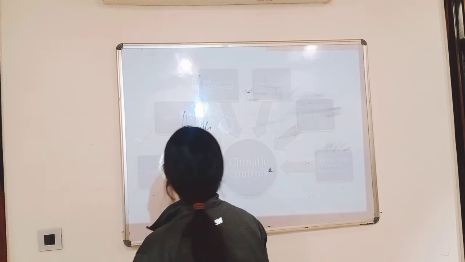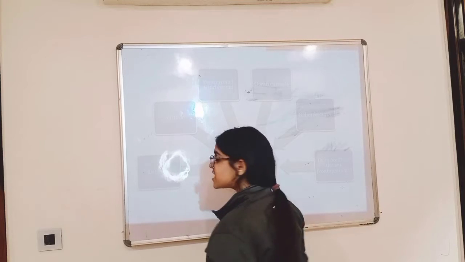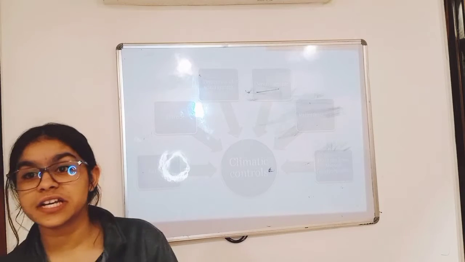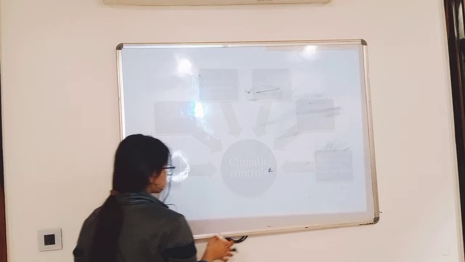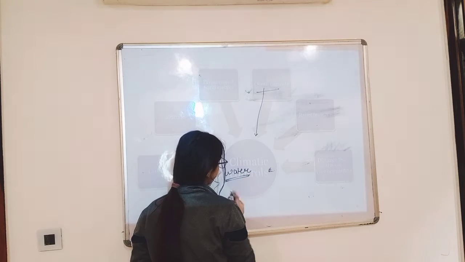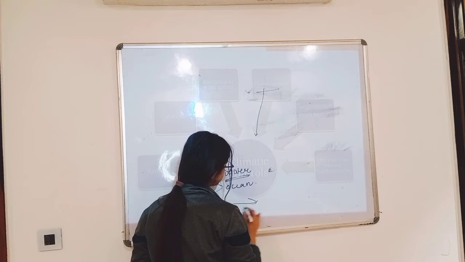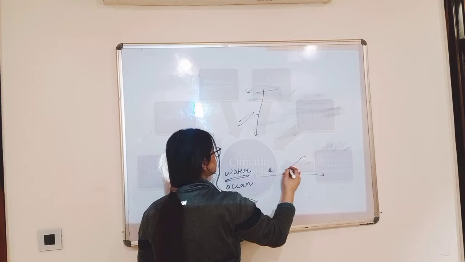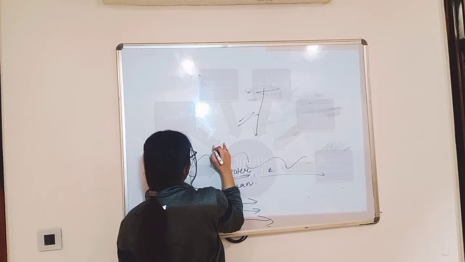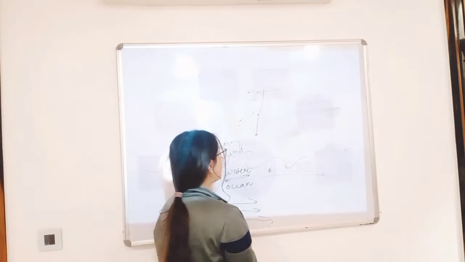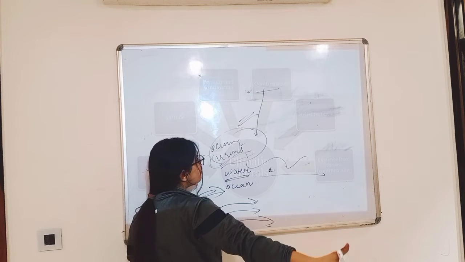Okay. Moving on. The next factor which controls the climate of a place is ocean currents. What do I mean by ocean currents? Do not go by looking at the term. It's nothing related with electric currents. Ocean currents, basically, is when water in the ocean moves. Water is moving. That's my ocean current. Very simple, right? So basically, the moving water in the oceans is my ocean currents.